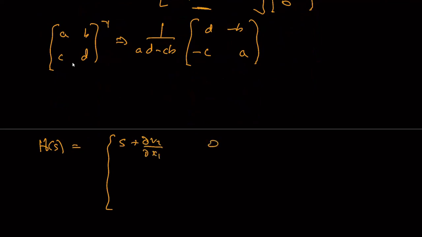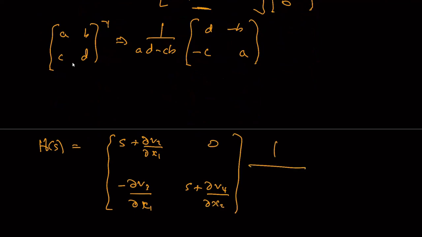And 0 there. This goes to minus dv3 over dx1, and then it's s plus dv4 over dx2. And then 1 over the denominator, and the denominator is the product of these two. So I've already done the swap, and I've negated the main diagonal, and so the denominator, or the determinant, is just the product of these two.